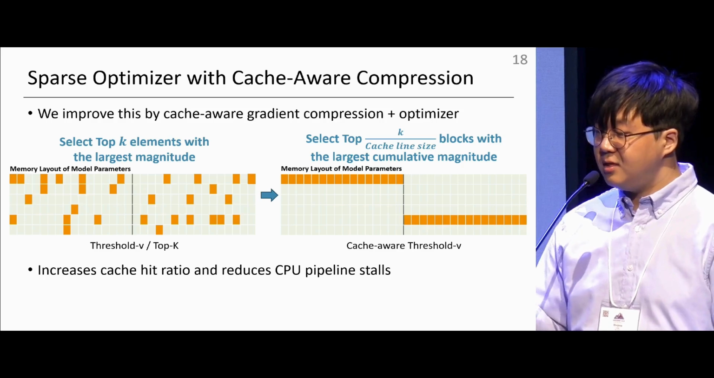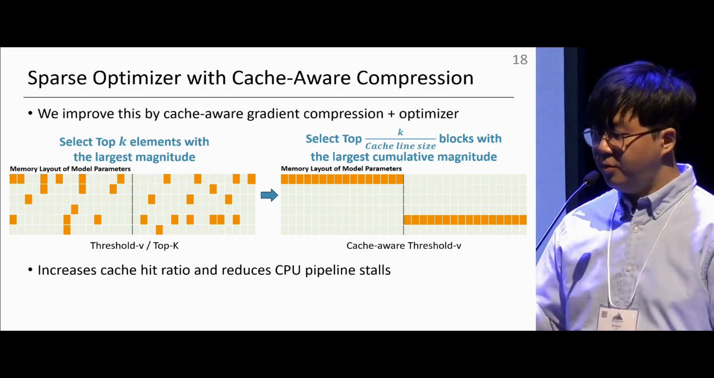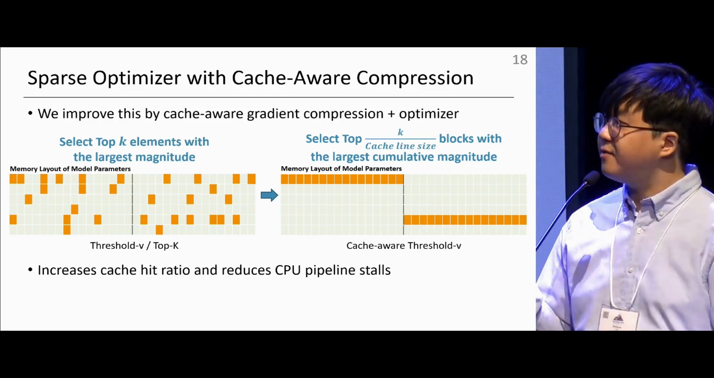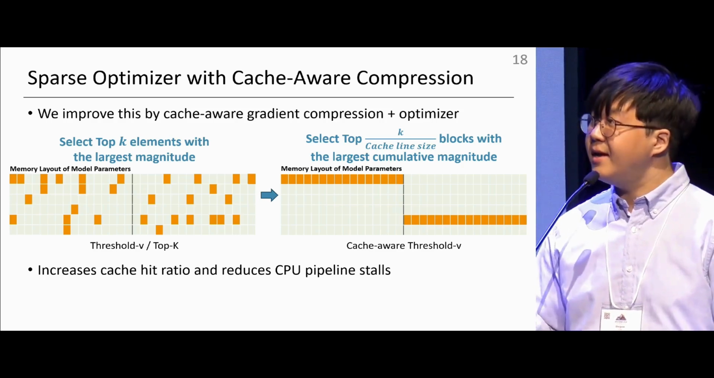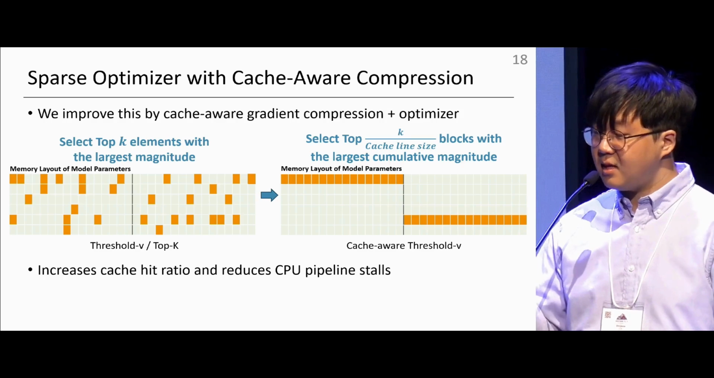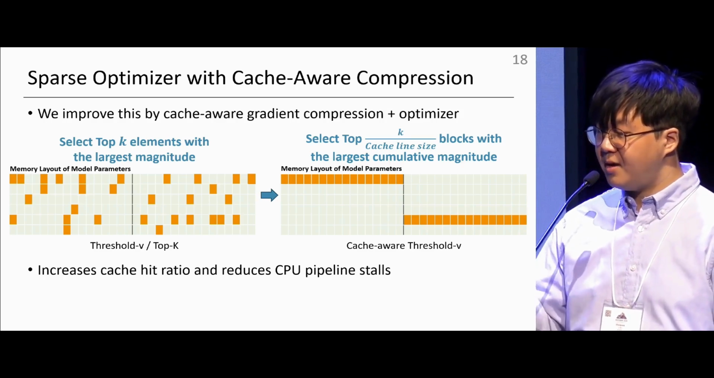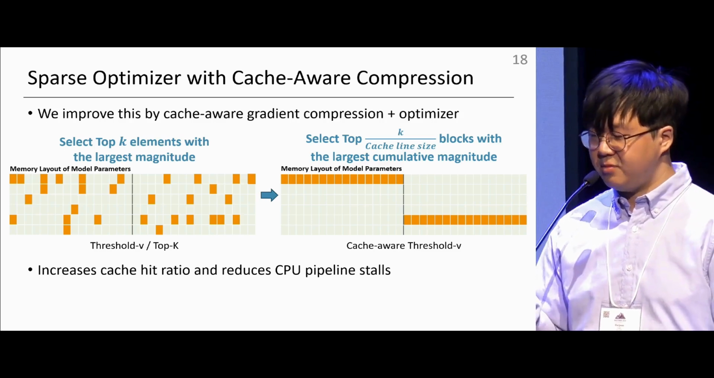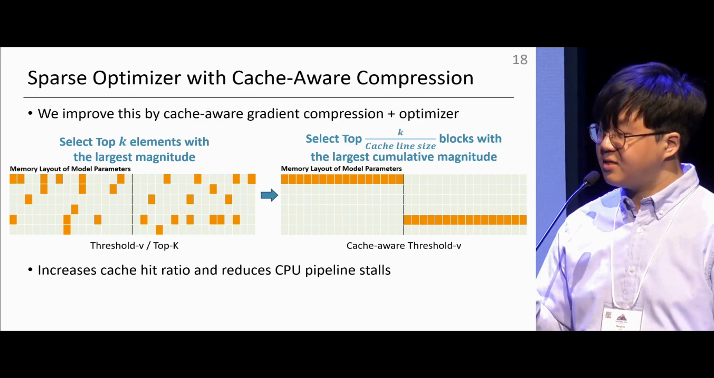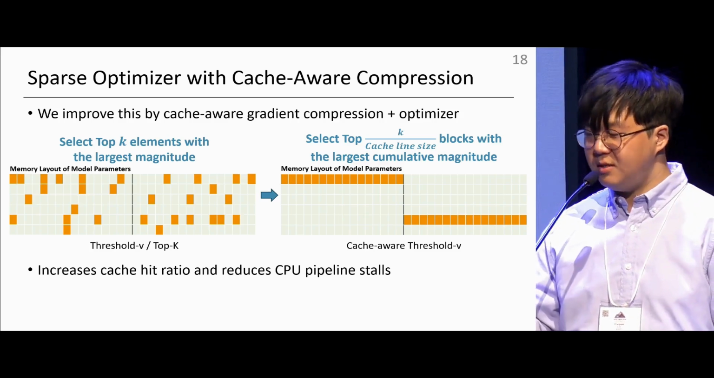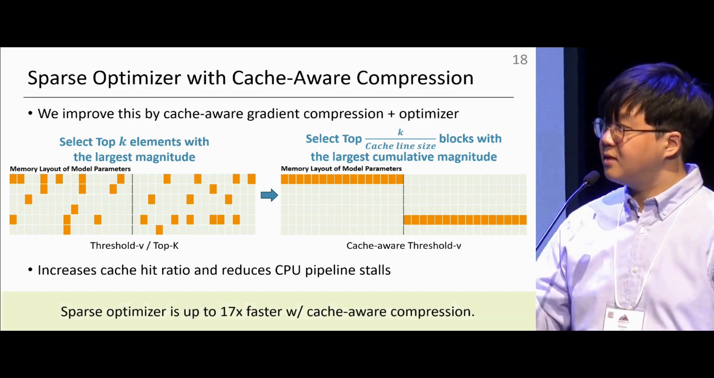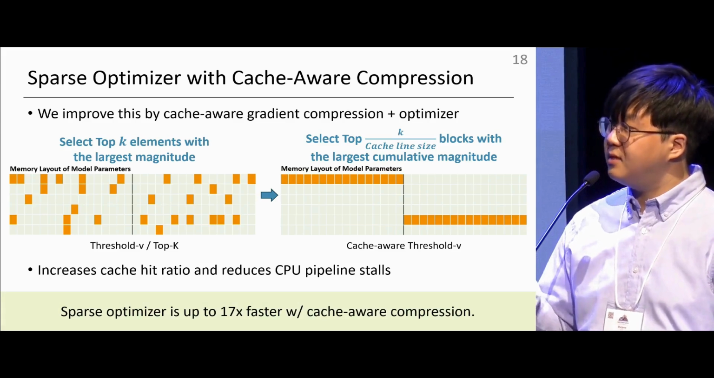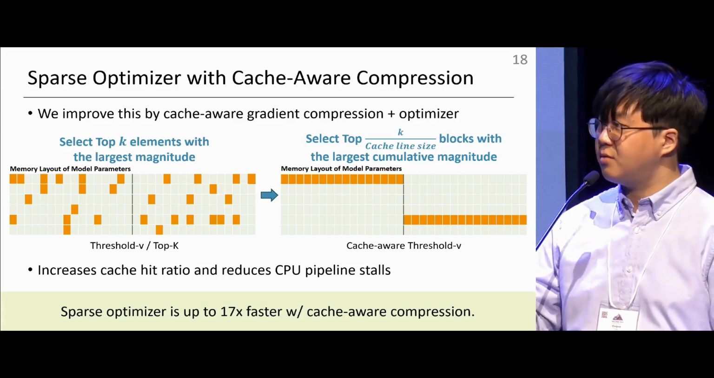So given the limitation of the sparse optimizer, we propose an improvement, a cache-aware version of gradient compression. Instead of simply selecting the top k elements, we select the top k divided by cache line size blocks, aligned with cache boundary. This increases the cache hit ratio and reduces the CPU pipeline stalls. The sparse optimizer is up to 17 times faster with this cache-aware compression.